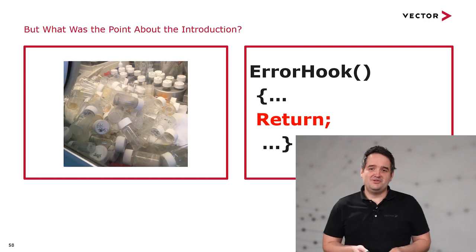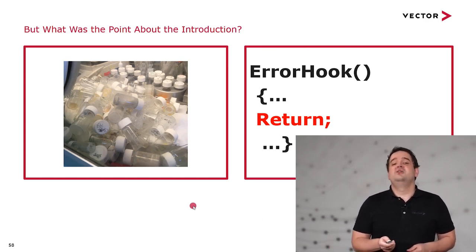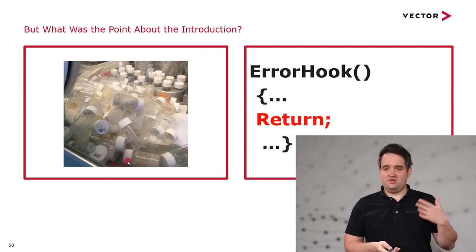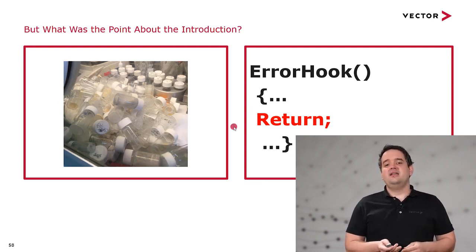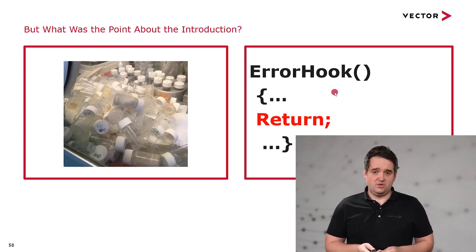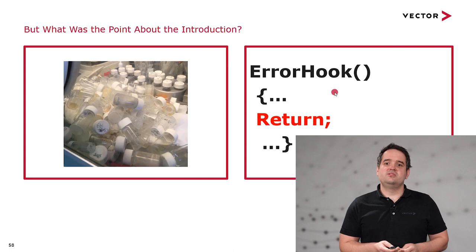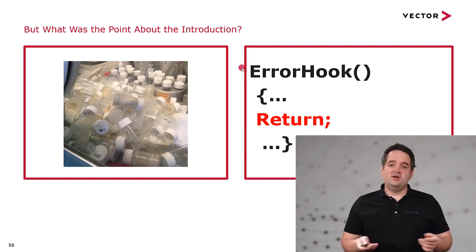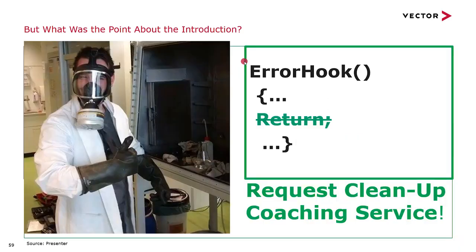What was the point about the introduction? So I presented you this mess in the laboratory I have to take care of and am always busy cleaning and cleaning. And I showed you this return from the arrow hook routine, how it could cause issues in your project. So you may check if you find some piece of code in this. If that's the case, you may need a cleaner. So you can ask for a Vector cleanup coaching service, and then we may figure out how we can fix your project.